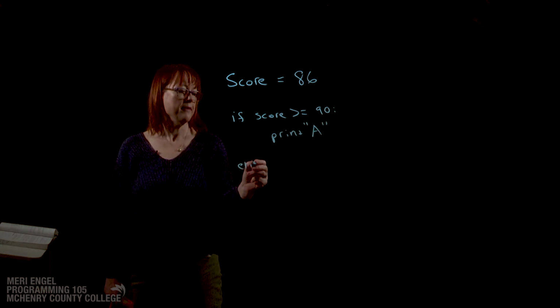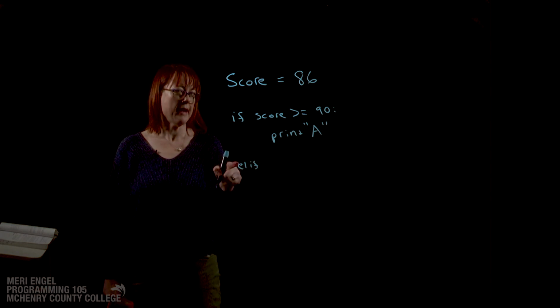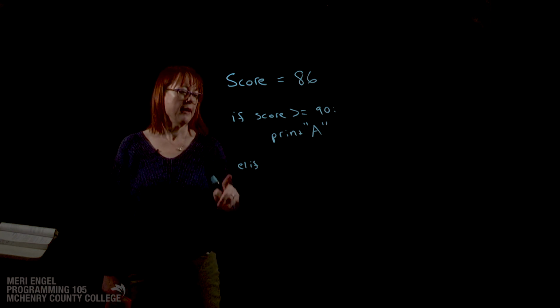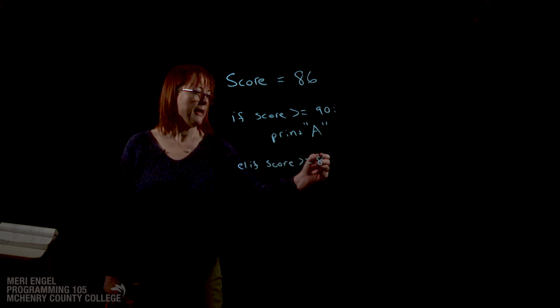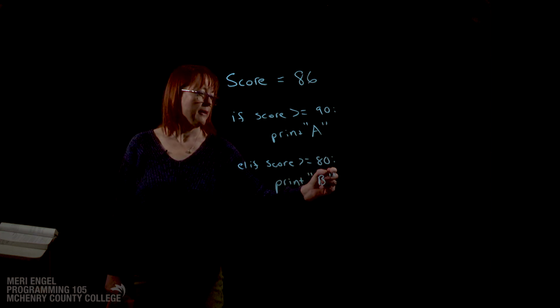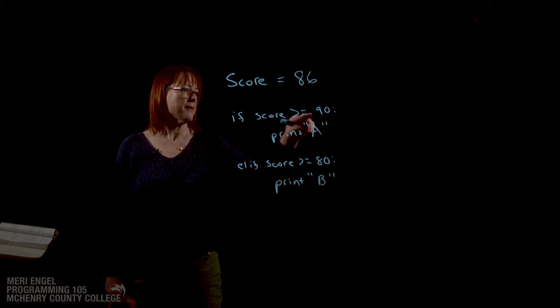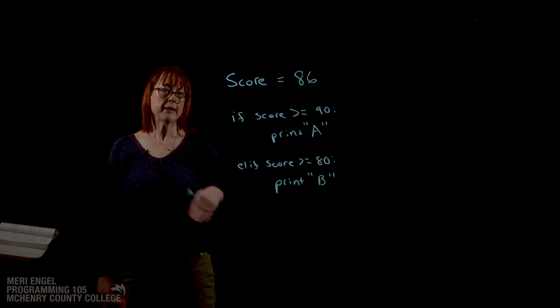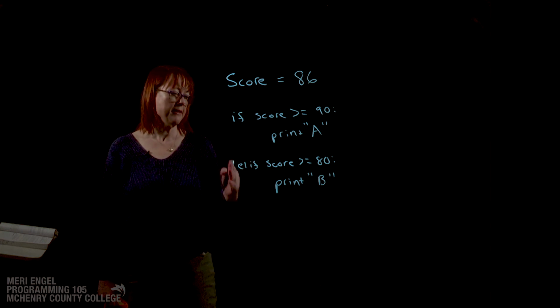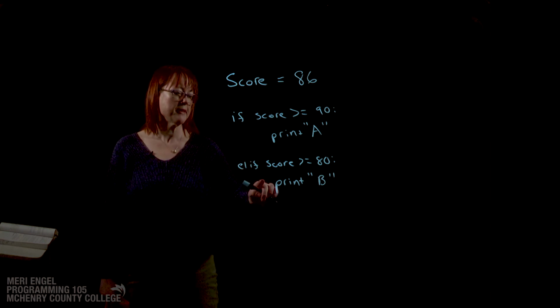Elif, and this will occur when this one is not true. So if it's greater than or equal to 90, we're done. Elif score greater than or equal to 80, print B. And that's actually going to be here because it's less than 90. So we drop down to the second condition, and it's greater than 80. We'd leave the decision structure at this point because the condition's been met.